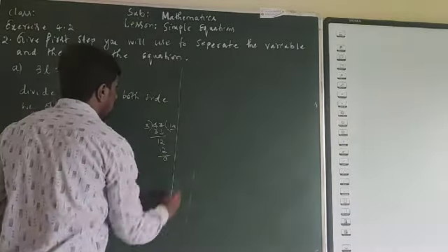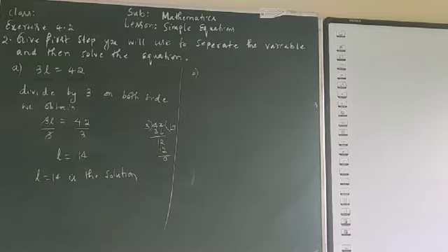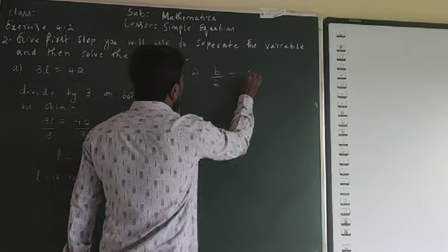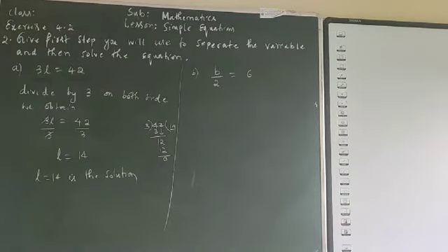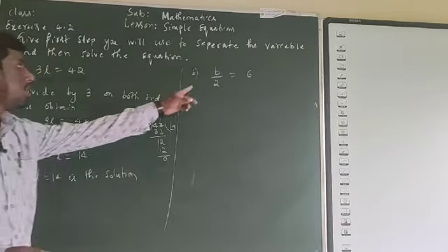We'll go for the second question. B. B by 2 is equal to 6. Now, here, which is the variable? The variable is B.